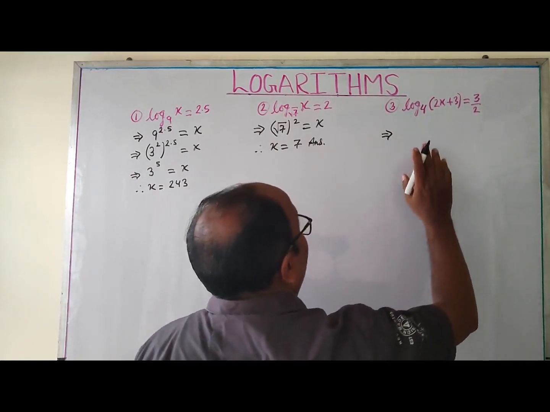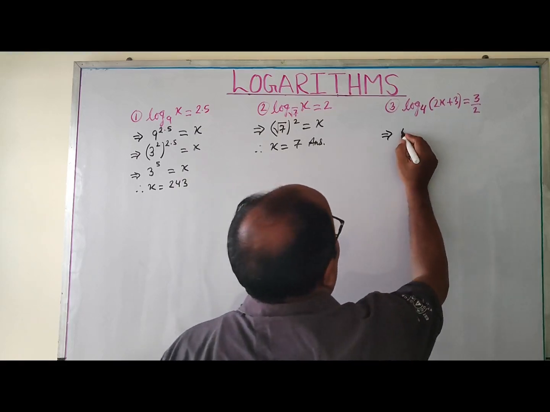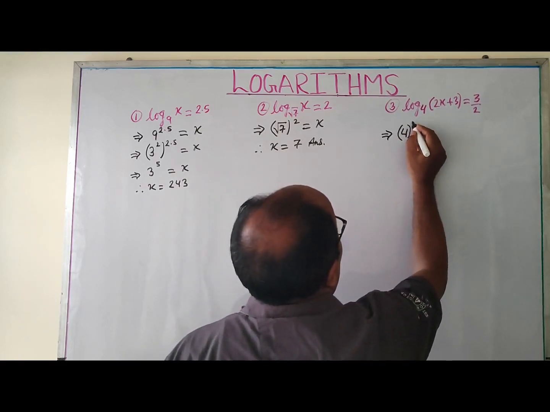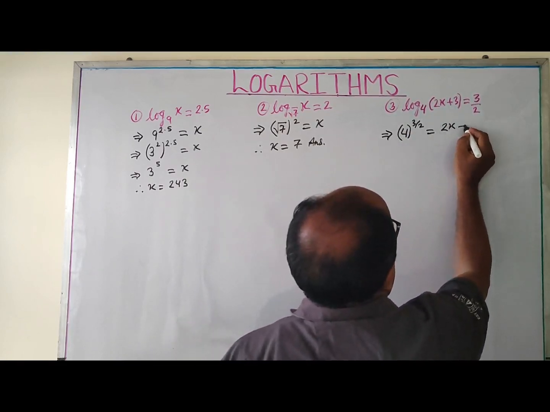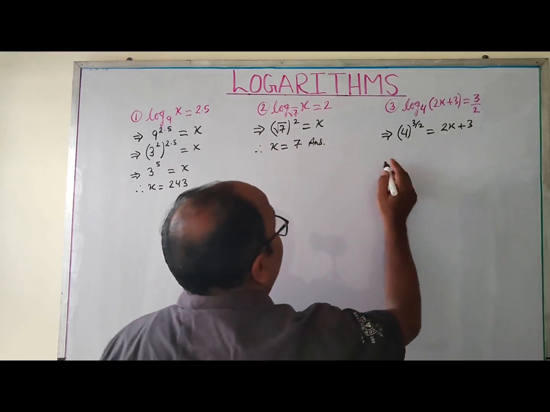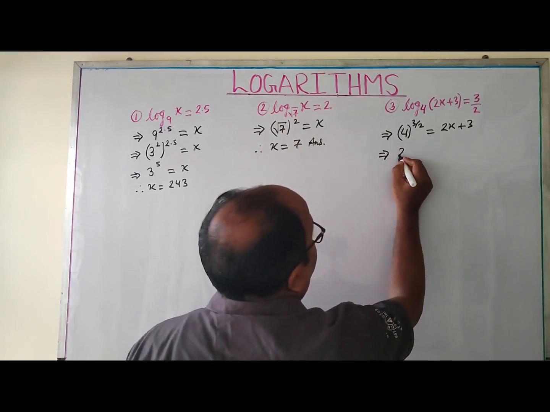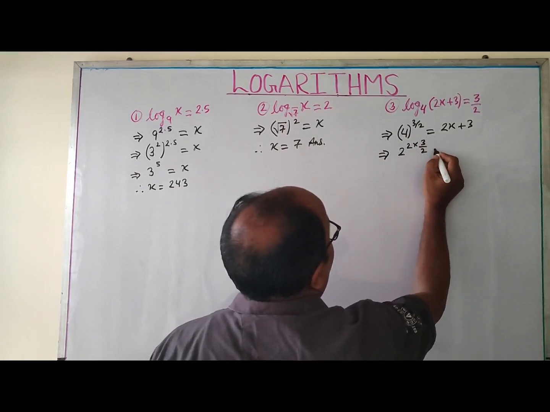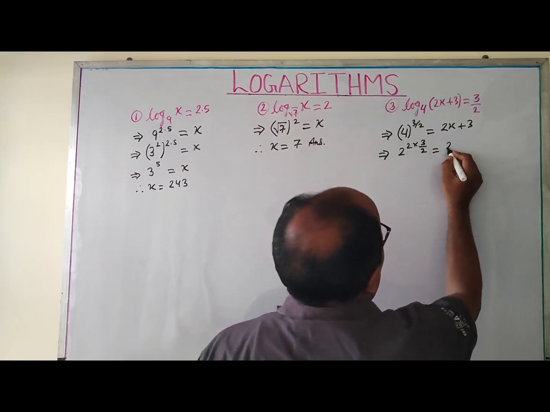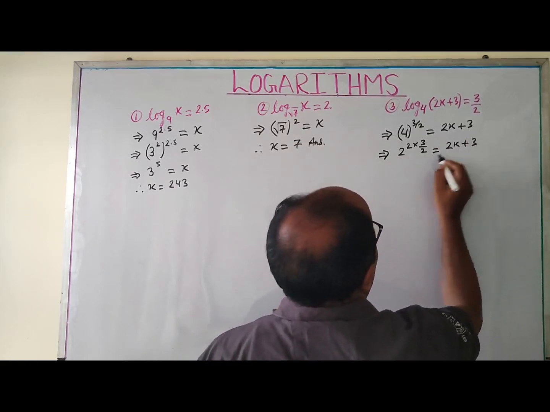Now again we are going to write it in the exponential form. So 4 to the power 3 by 2 will be equal to 2x plus 3. Now 4 can be written as 2 squared, and over that another power, so the powers get multiplied, equal to 2x plus 3.